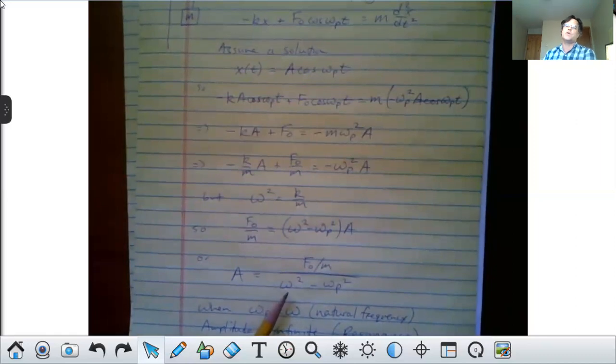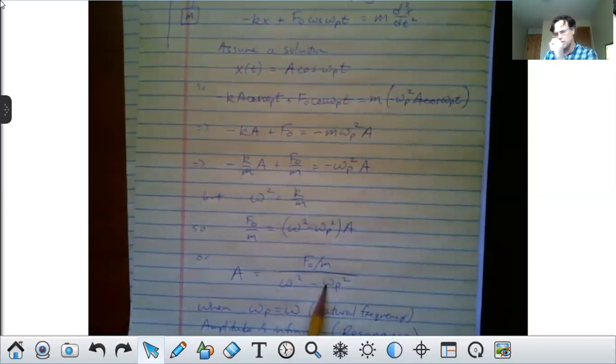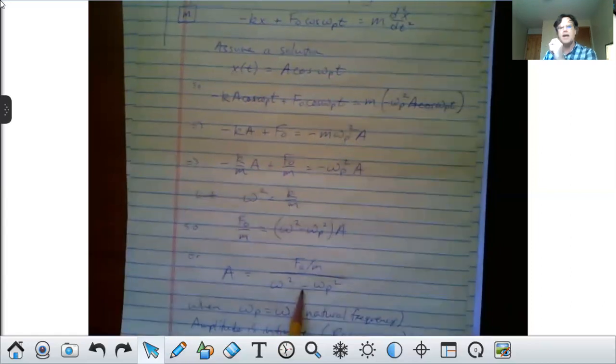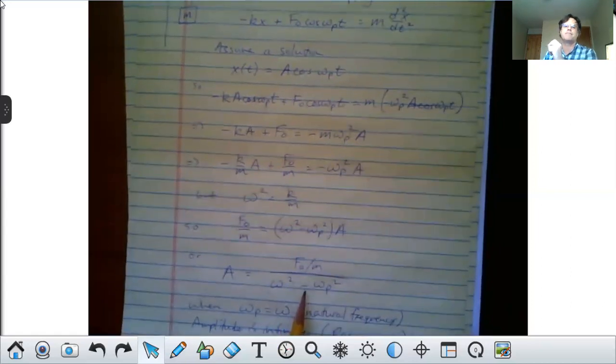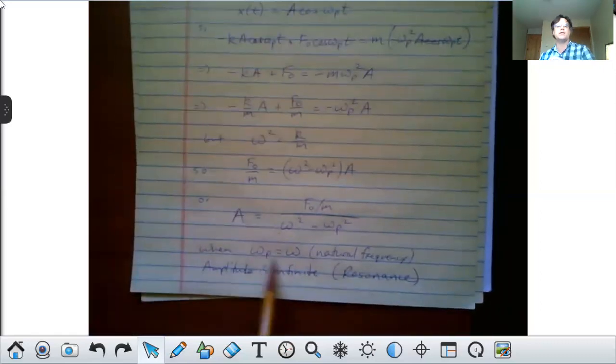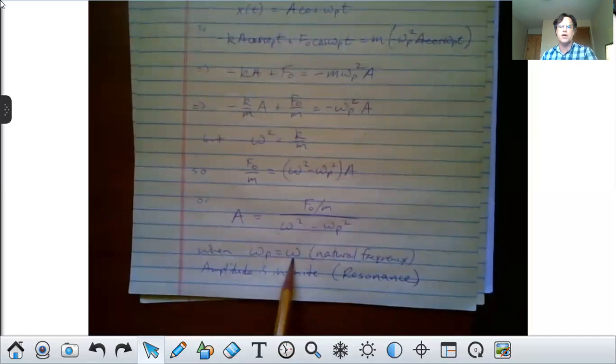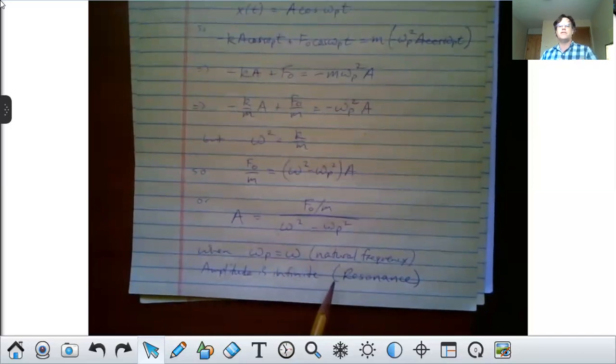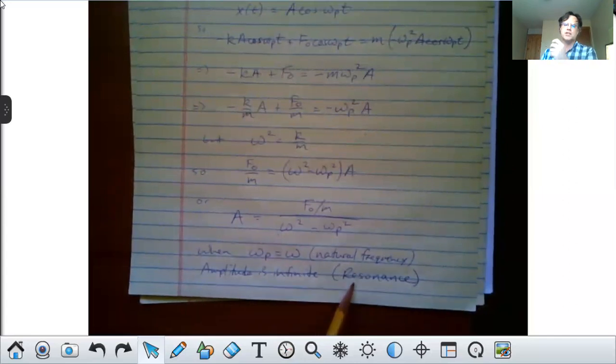Now this is physically what I wanted to show here. The amplitude has a value, but it's got in the denominator a term that can actually go to 0. If my natural frequency is equal to the pushing frequency, the amplitude actually becomes infinite. So when omega p equals omega, when my pushing frequency equals the natural frequency of the spring, I get an infinite amplitude, a huge amplitude. And this phenomenon is called resonance.